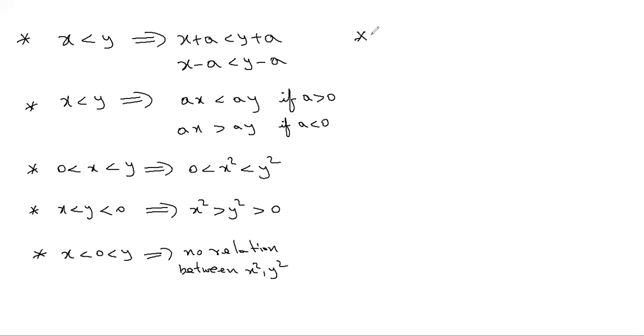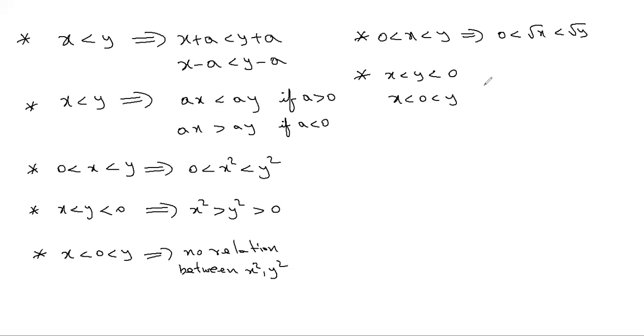And the next thing, about the square roots: 0 less than x less than y. Then you can take the positive square roots of x and y. The moment you write the square root with a plus symbol in front, that indicates the positive square root of that number. So this inequality holds. We can't take the square roots if one or both of them are negative. In case of x less than y less than 0 or x less than 0 less than y, you are not allowed to take the square root at all, because the square root of a negative number is not a real number. In these cases, no discussion.